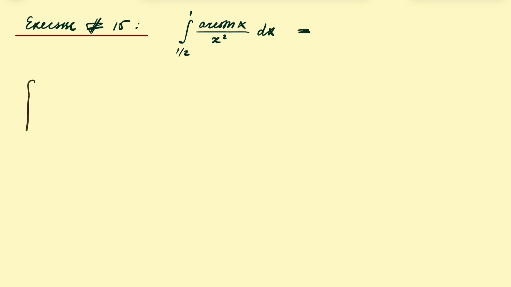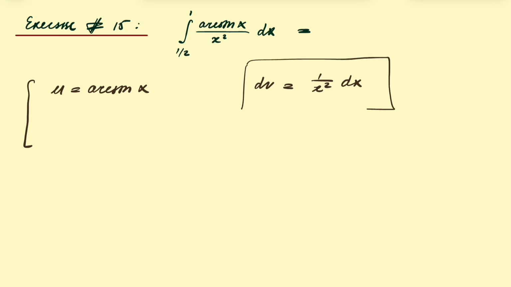We'll take u as arcsin of x and dv as 1 over x squared dx. We do so because we don't know the antiderivative of arcsin of x, but it's easier to compute its derivative, and the antiderivative of 1 over x squared is clear.